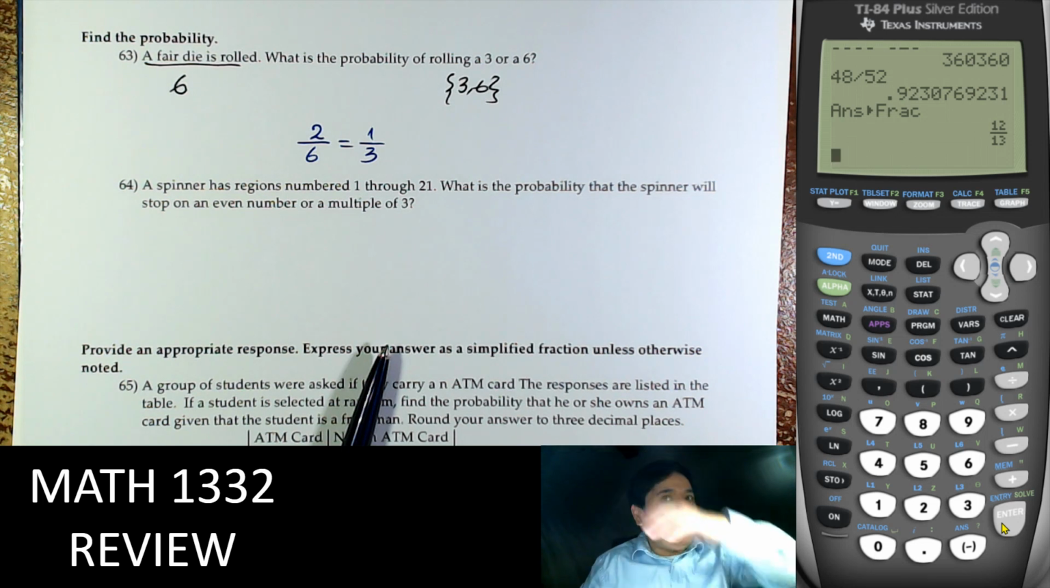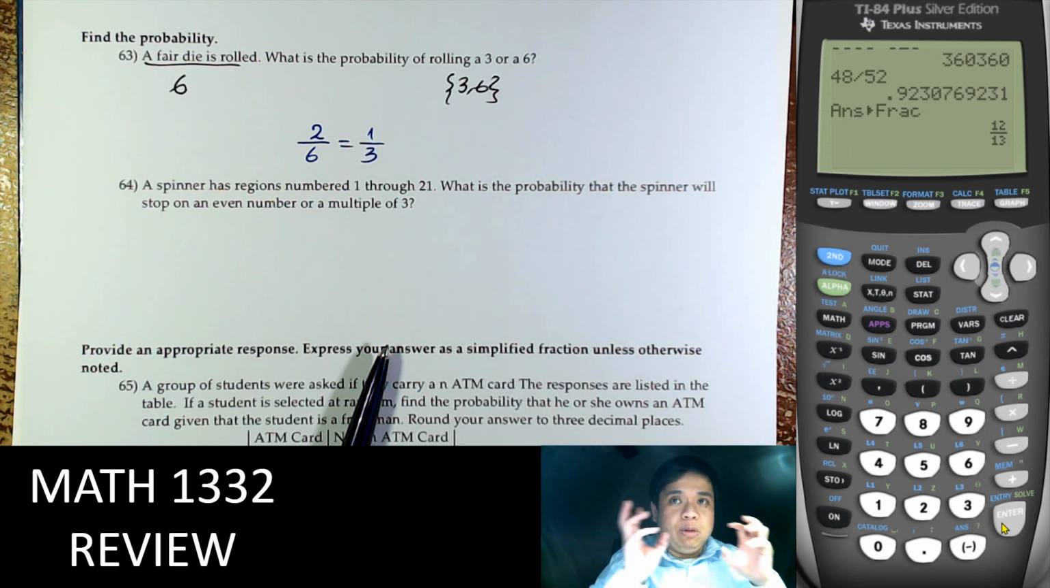Simple enough. So we count how many we have in total, and then how many we have in that particular event. In that particular event, divide by the total. That gives us what we want.